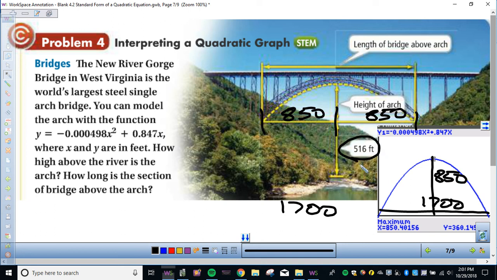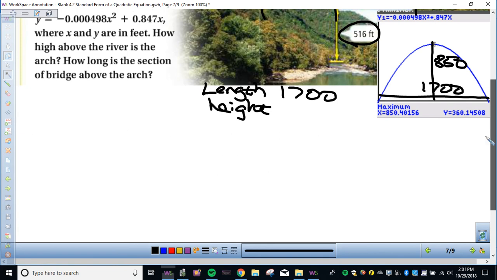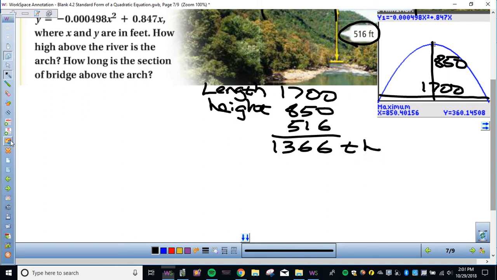So we have to add that 850 to the 516. So this is the length of the bridge. And then height, this is height to the water, is 850 plus the 516 we already had. Right? That's to the water. We'll say to the river because it's a river. Okay? So 1,700 feet long and 1,300 feet to the river.